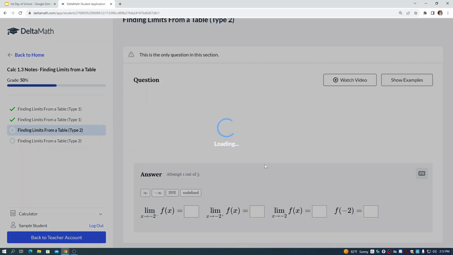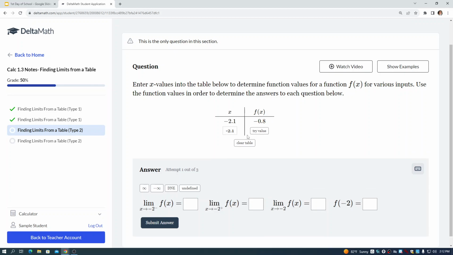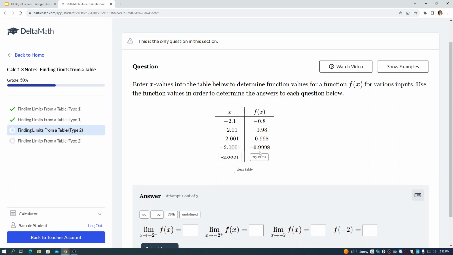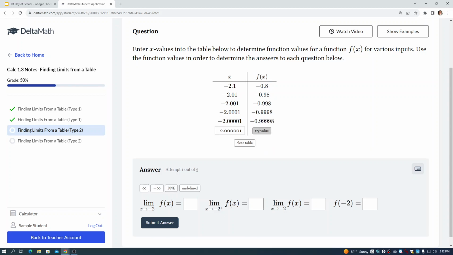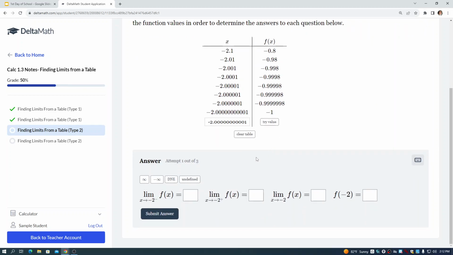Okay, 2 more. These are actually the level 2s or type 2s. They're not that much different, but we'll try a few. All right, -2 from the left. So that would be a little more negative. That would be -2.1. And then add in some zeros. And that's going to round to just -1. You could keep going if you wanted to, but it's just going to get more and more 9s. Eventually it would say -1.